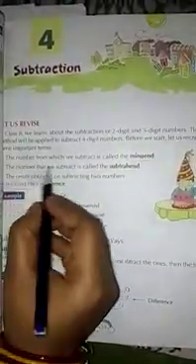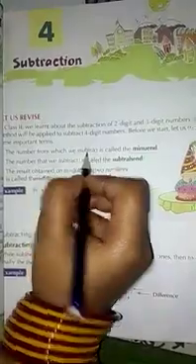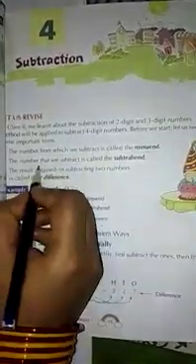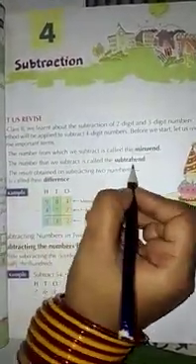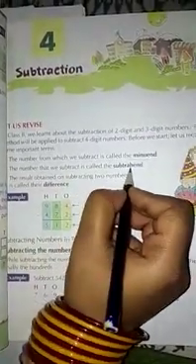All of you look. The number from which we subtract is called the minuend. The number that we subtract is called the subtrahend. And number 3, the result obtained on subtracting two numbers is called their difference.